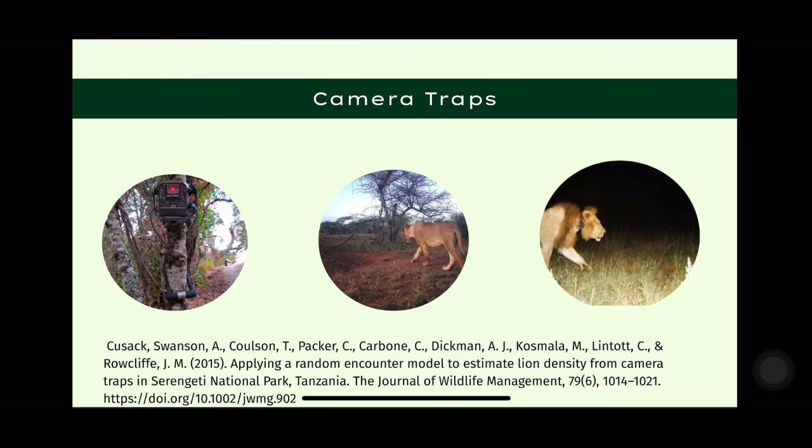Here are some examples of some camera trap images we witnessed. These two on the right are from lions. And this picture on the left is an example of what a camera trap looked like. And the reason we use camera traps is because our environment is constantly changing and evolving.